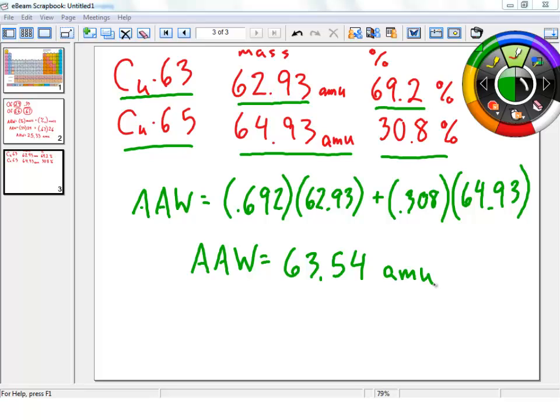Hopefully you have the same value. And if you look at the periodic table, you will see that that, in fact, is the same value that we find there.